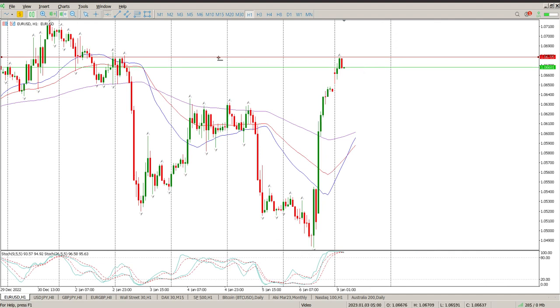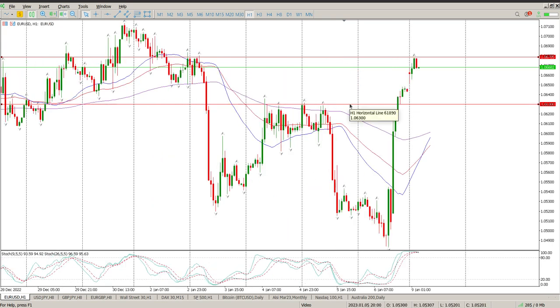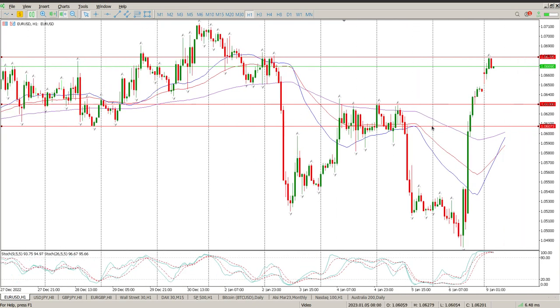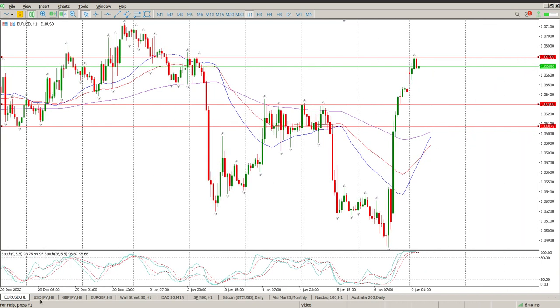I want to see a pullback to this breakthrough that we had on Friday, and that is at 1.06300. So we get back into that area, between that and, sorry, over there, as far down as 1.06073. If price can get back into there and we start getting some bullish price action, inside bars, pin bars, engulfing bars, then I am a buyer. But until that happens, I am sitting on my hands.